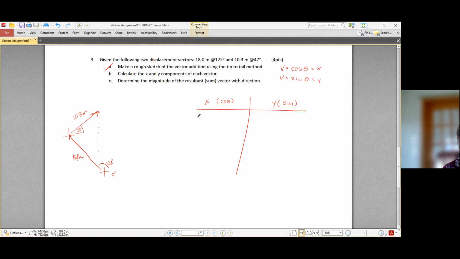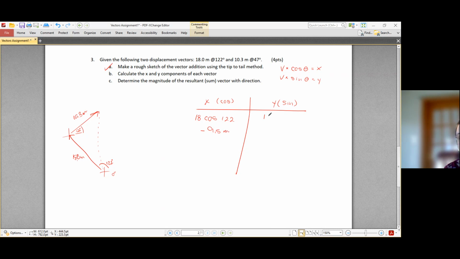So let's put those values in. I get 18 cosine of 122. The nice thing about putting this in is it's automatically going to tell me if it's positive or negative. I'm looking for the X value. It should be negative because I'm going in the leftward direction. And if you put that in your calculator, you do get a negative 9.5. And it would be meters because it's a distance.